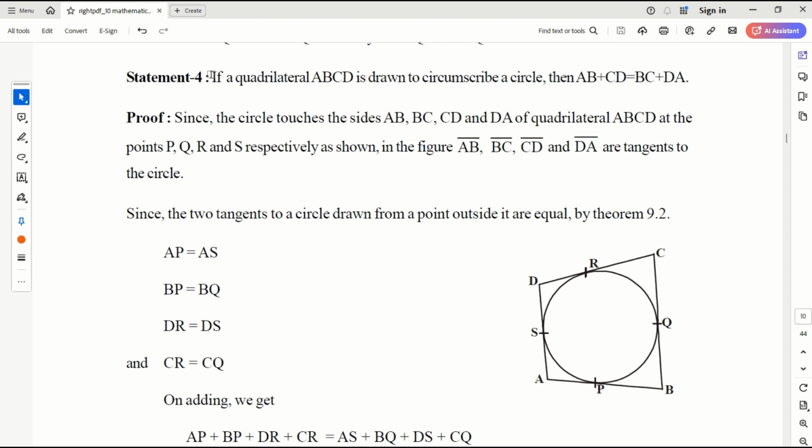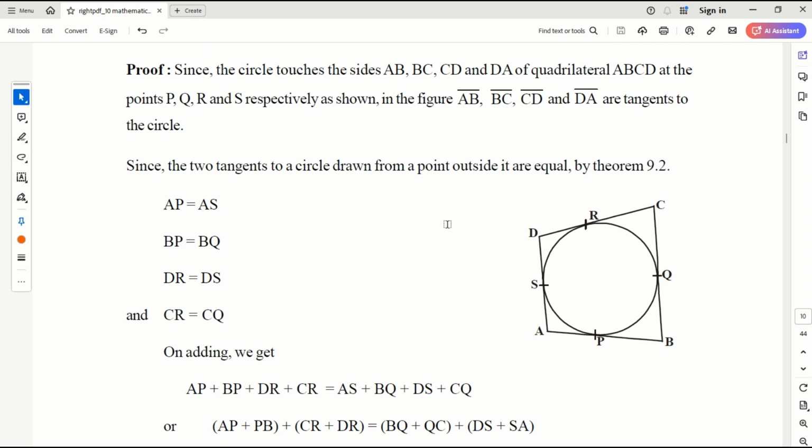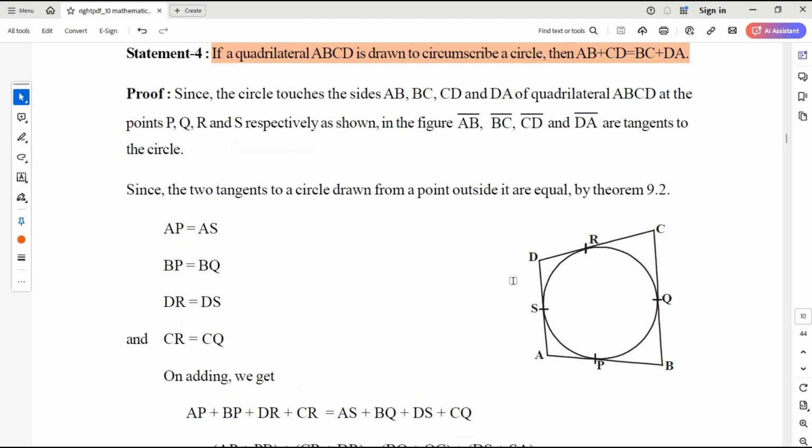Now, this is another simple statement. If a quadrilateral ABCD is drawn to circumscribe a circle, then AB plus CD equals BC plus DA, which means the sum of opposite sides are equal. That's what the statement is. So this is also easy. How can we do this?